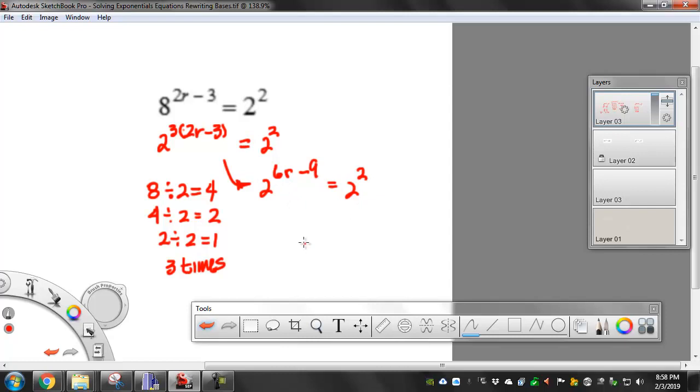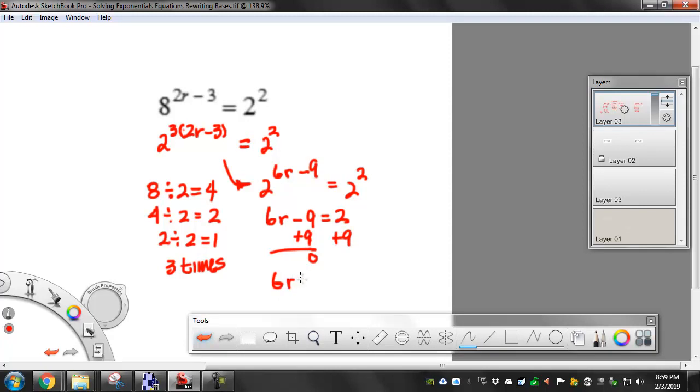Okay, now remember I had to get my bases the same. Now that the bases are the same, I can set these numbers equal to each other. So let's go ahead and do that. So 6r minus 9 equals 2. I'll add 9 to each side to get that 9 to go to 0. That gives me 6r equals 11. Divide each side by 6. I know that 6 over 6 is the same as 1. So r equals 11 over 6.